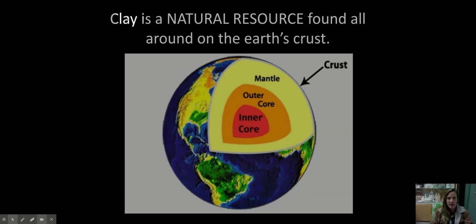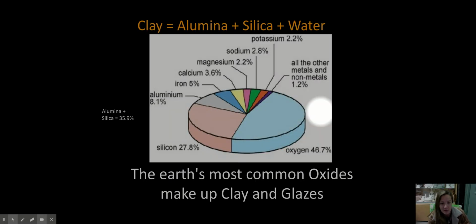Okay, so clay. What the heck is this stuff we've been messing around with? It's a natural resource, and it is found all over the Earth's crust, right there where we live. And I'm going to talk about where it comes from. Exciting.